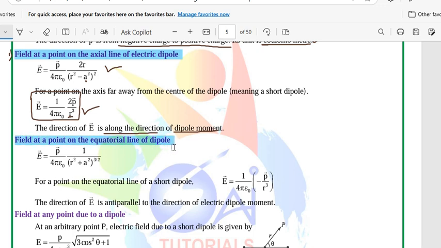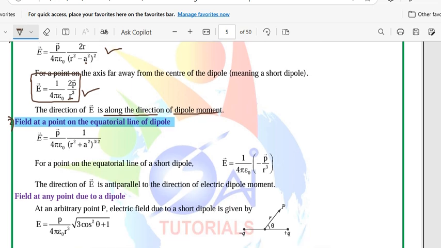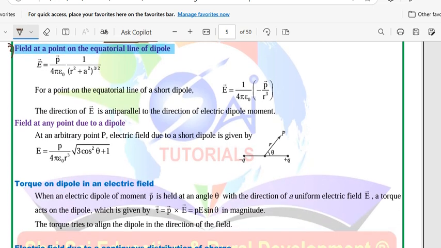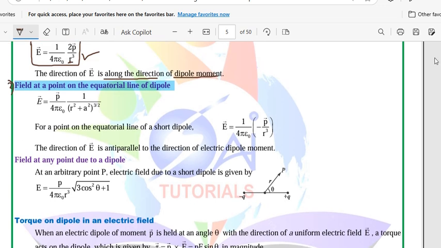The field at a point on the equatorial line. The second concept, an application related to electric dipole, is the field at a point on the equatorial line of a dipole. How do you calculate it?